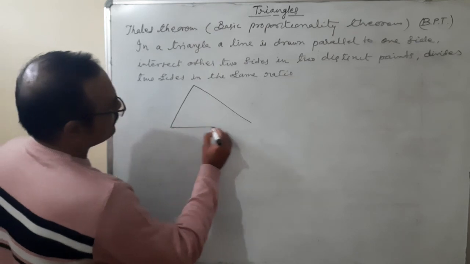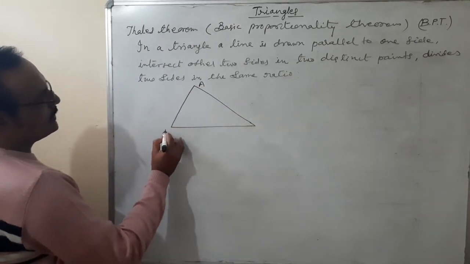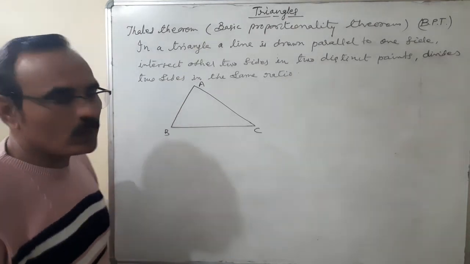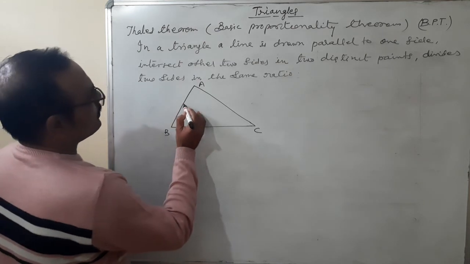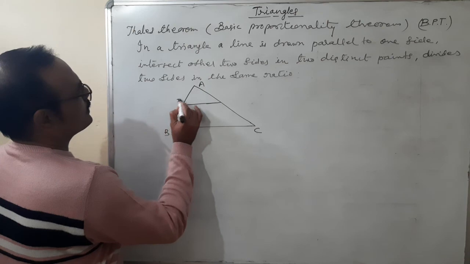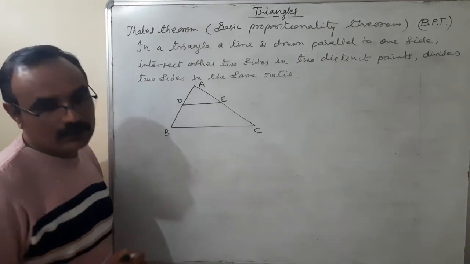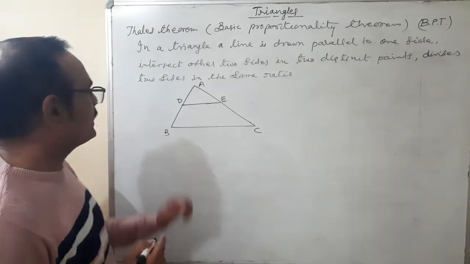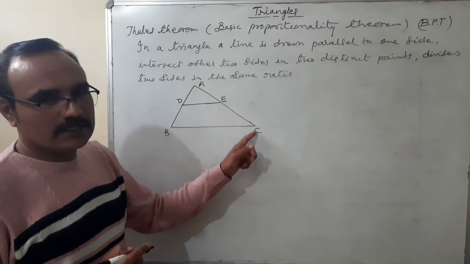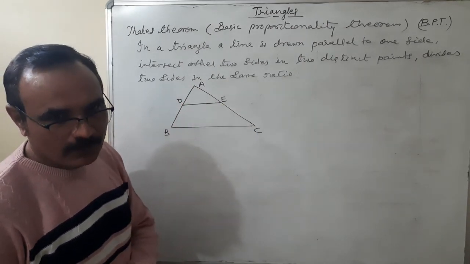That is a triangle. I can give the name there, suppose A, B, and C. In a triangle, a line is drawn parallel to one side of the triangle. Suppose I have drawn this line, give the name DE. The line is drawn parallel to one side of the triangle to intersect the other two sides at two distinct points. One other side AB, other side AC is divided at two points D and E. These are the distinct points.